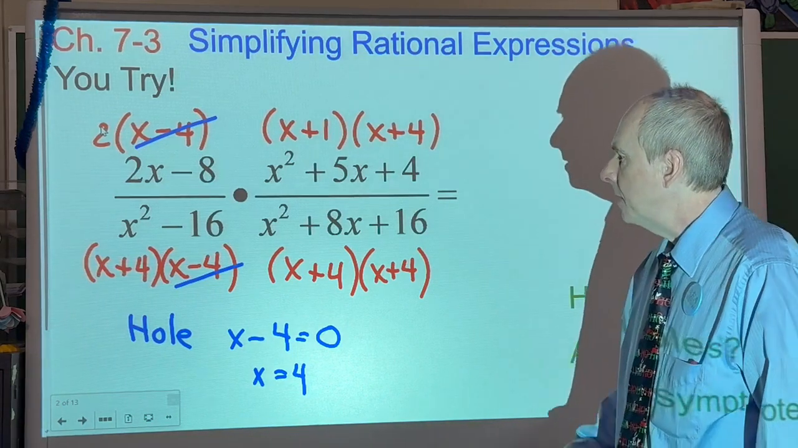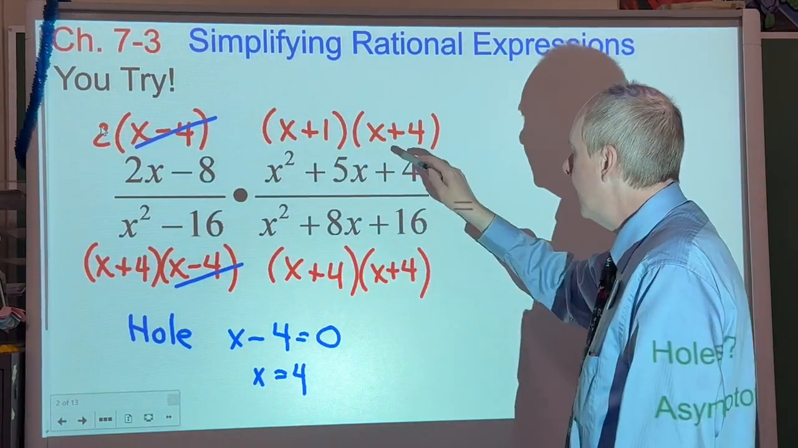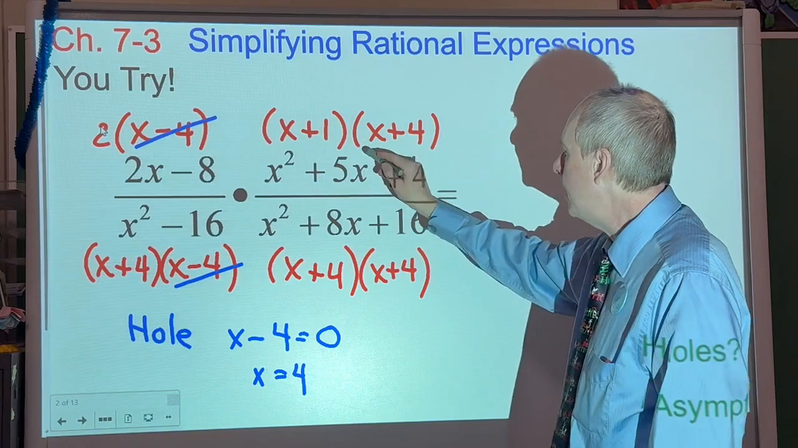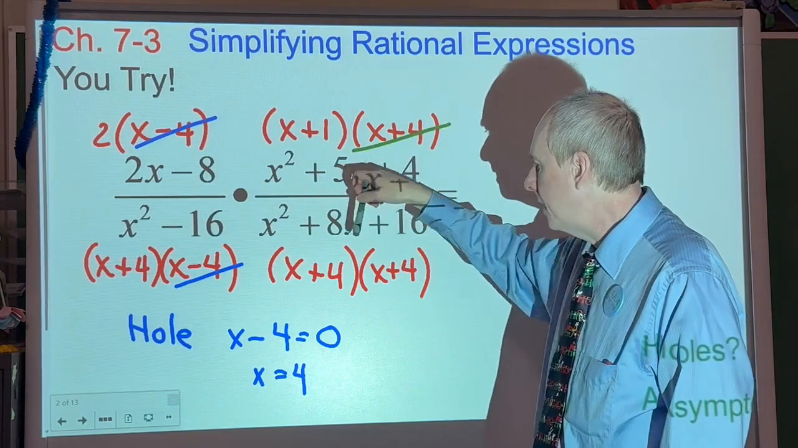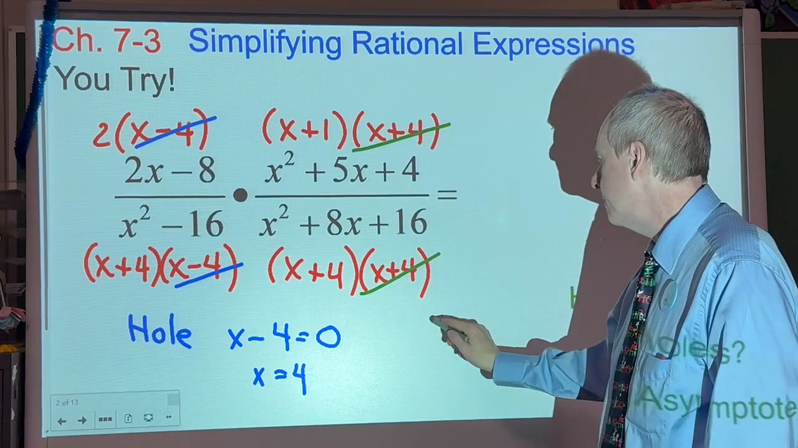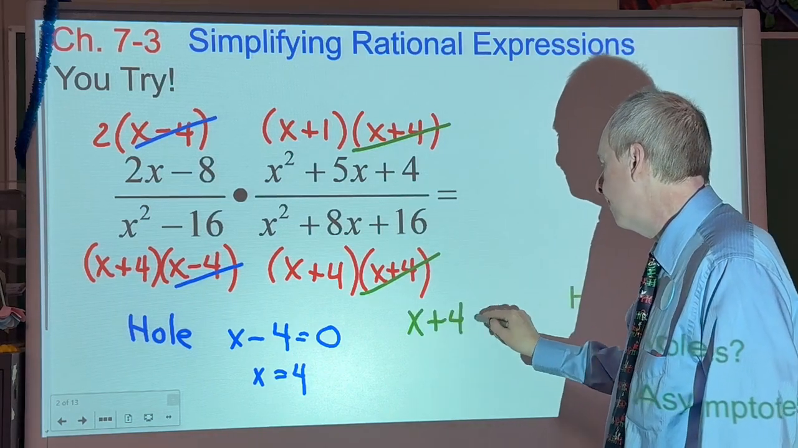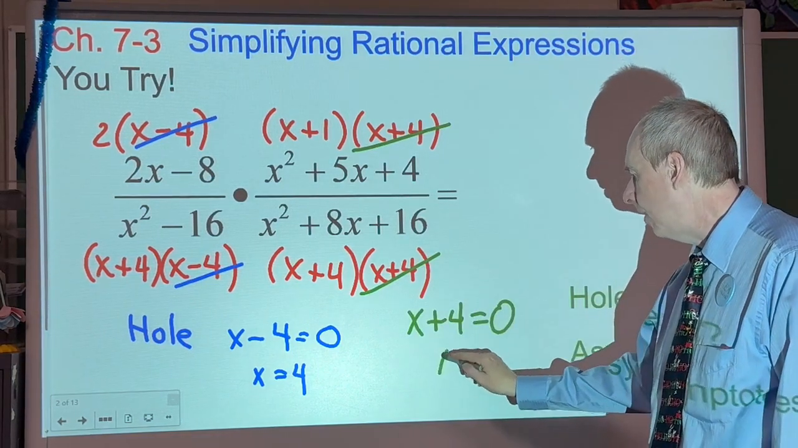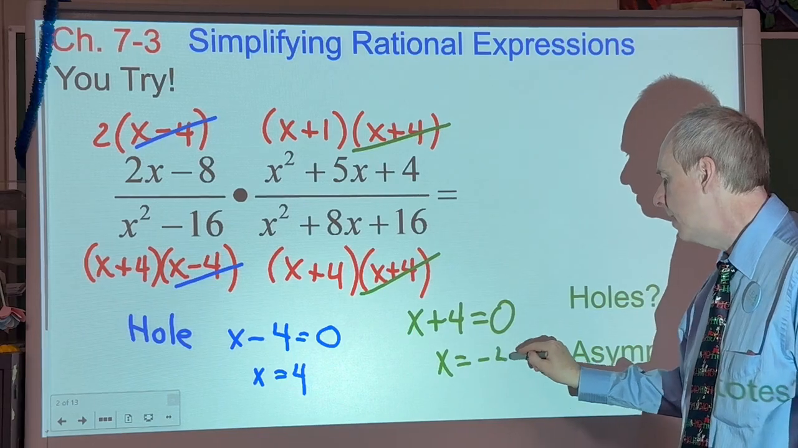Are there any other twins? X plus 1? No. X plus 4? Yes, indeed. Here's an x plus 4, and I can cancel it with any one of these three. It doesn't matter. So, x plus 4. That should make a hole. Where? At negative 4.